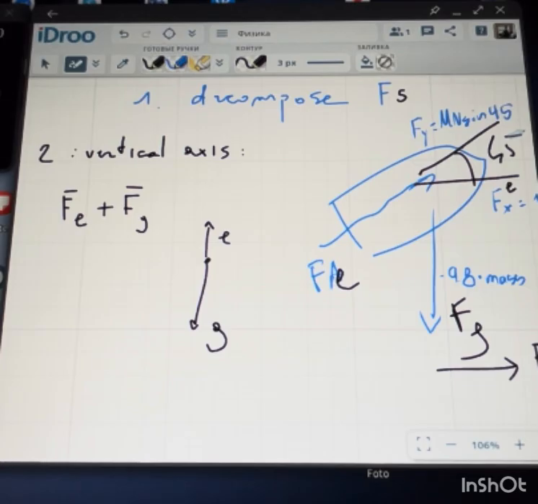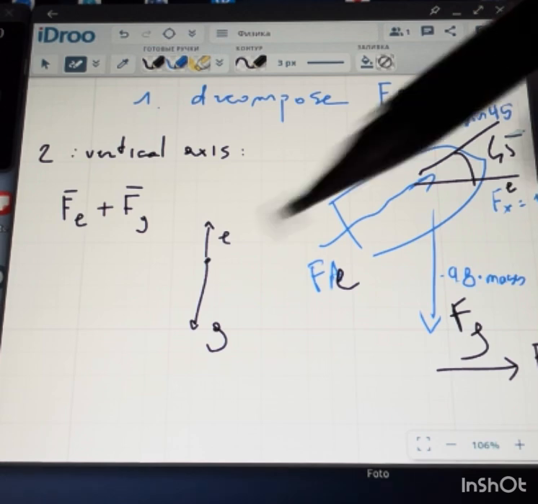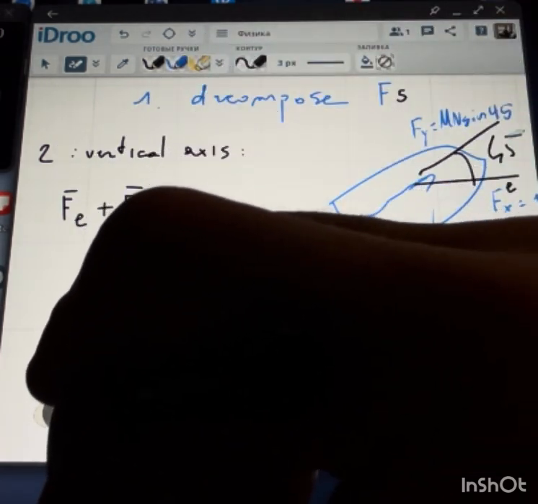If the engine force was smaller than gravity, what would happen? It would go up? Oh, smaller. Then it would just stay there. Really? Well, it would go down if it's not at rest. Look.